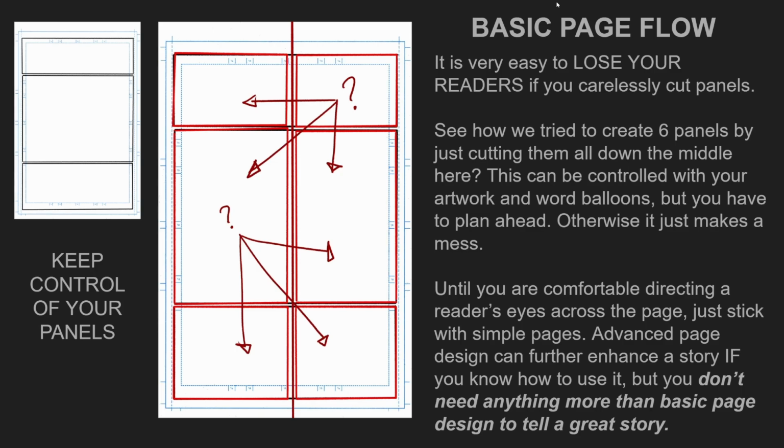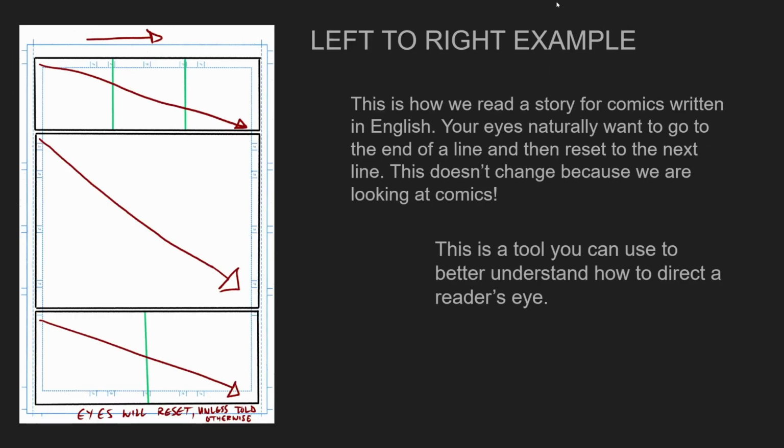But you don't need to use advanced page design to tell a good story. Telling a good, easy to follow story is far more important than anything else when you're making comics. This example of a left to right page shows that our eyes want to reset when you hit the bottom of the row. In the top part of this stack, the eye starts at the top left corner, it hits the bottom right after it gets to the last panel, and it immediately wants to jump over to the top left of the next panel. Just like if you were reading a normal book without pictures.